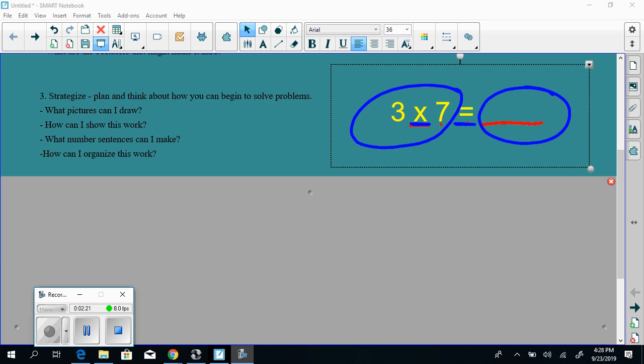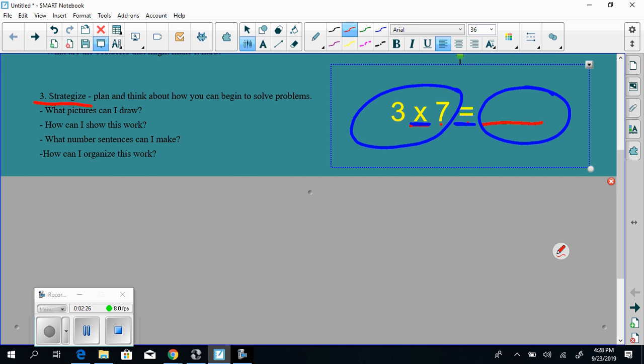So then, since you've analyzed it, you're ready to strategize. You can start to think, okay, what is my plan to solve this problem? Usually a plan involves pictures, or what we call representation of what's going on. How can I show my work? So if no one's with me and I give my work, how can I show that I know the answer to this problem, or I know how to get the answer to this problem? And then what number sentence can I make?